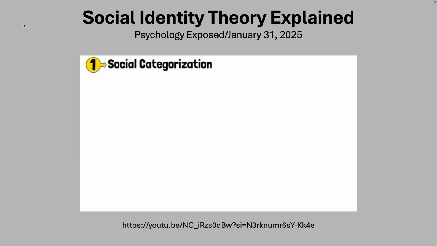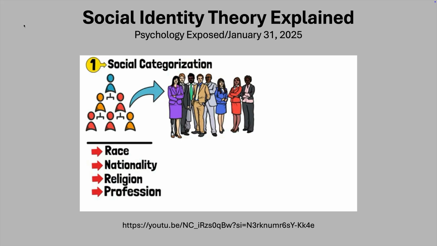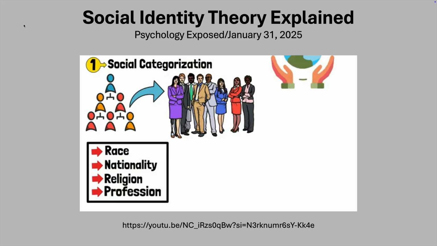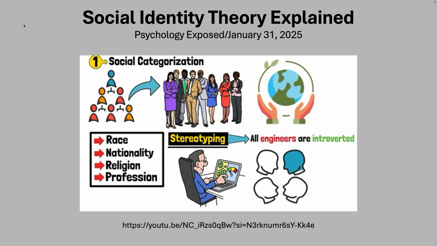In social categorization, people sort themselves and others into groups based on characteristics like race, nationality, religion, or profession. These groups help structure our social environment, but can also lead to stereotyping. An example of a stereotype is assuming that all engineers are introverted and prefer solitary work, which overlooks the diversity of personalities in the field.